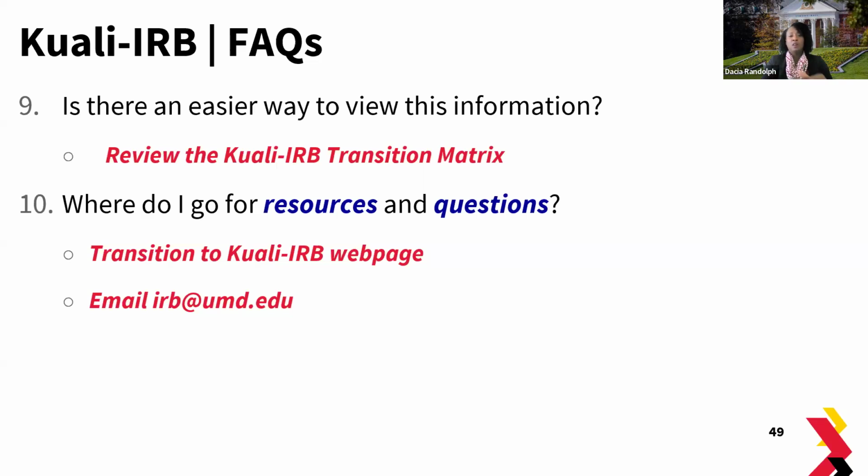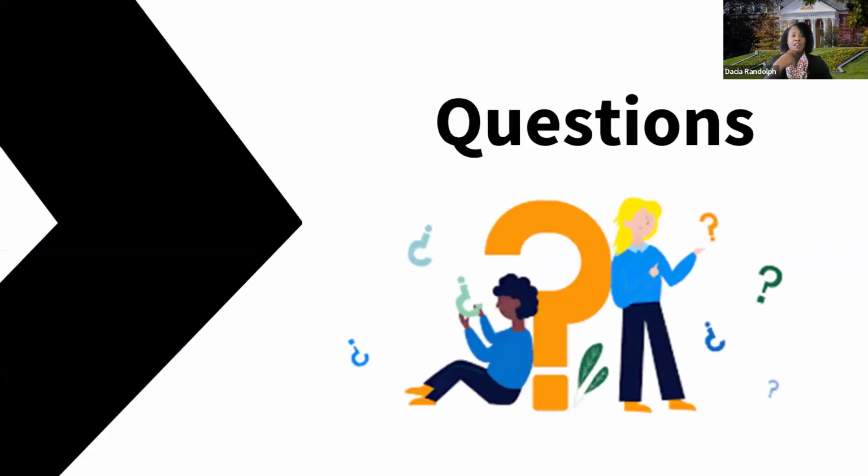Also, you can email the IRB office at irb@umd.edu. And they do have phone numbers, but you can also just reach out to me, and whatever questions that you have, I can definitely pose to the IRB office. All right, any questions? I'll pause here. Any questions?